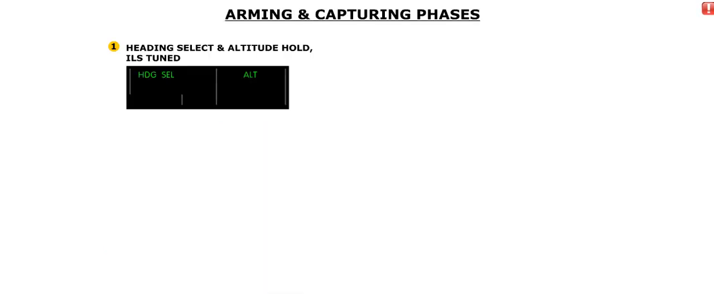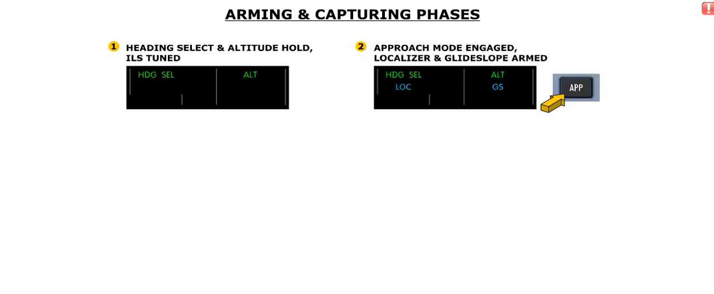Some modes require an arming phase and a capture phase before becoming the active mode. An example would be in the case where a crew is flying a heading to intercept an ILS. First, the crew would arm the ILS approach mode by pressing the approach push button. This arms the system to capture the localizer and glide slope. Localizer and glide slope would appear as cyan armed modes, below the green active modes in the FMA.